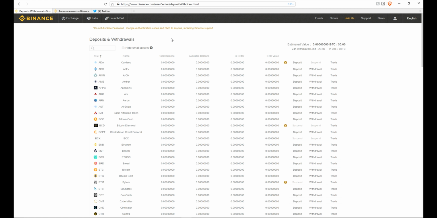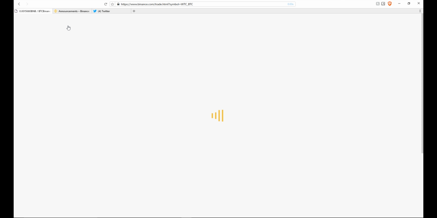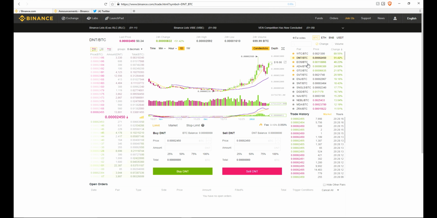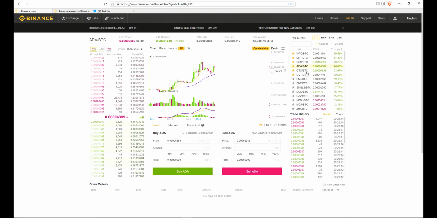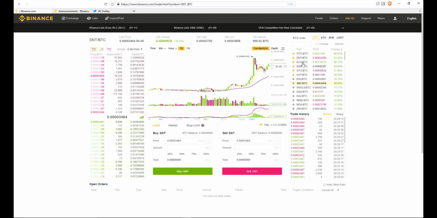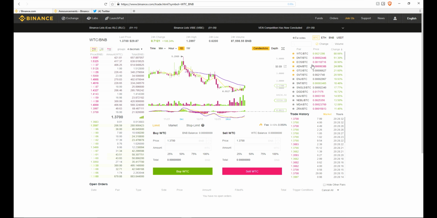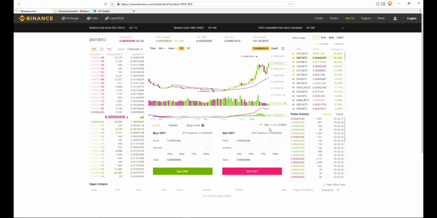So once you have your funds uploaded into Binance, then you are basically ready to trade on the Binance exchange. You'll come right up here to exchange and just click basic. Once it's loaded up, you'll be able to come over to these tabs right here and see all the different cryptocurrencies that you can buy, trade, exchange. So you can use Ethereum or Bitcoin, or the BNB you can use to buy and sell as well. So if you have Bitcoin, then you'll just go ahead and trade it on the Bitcoin tab.